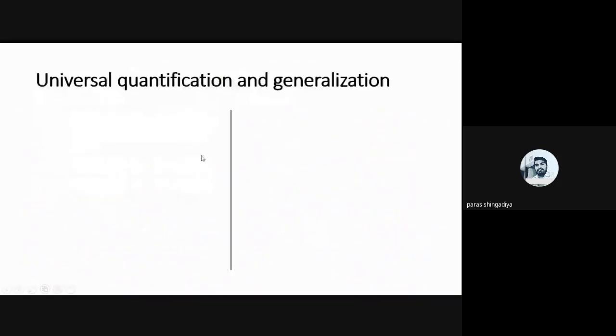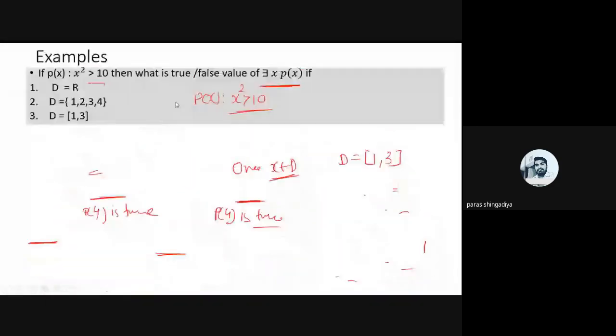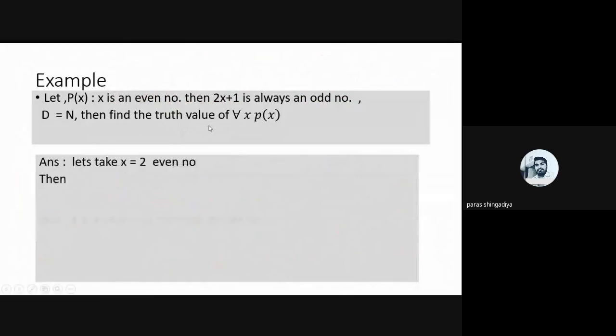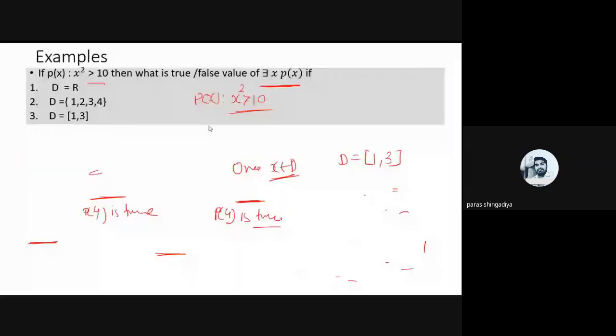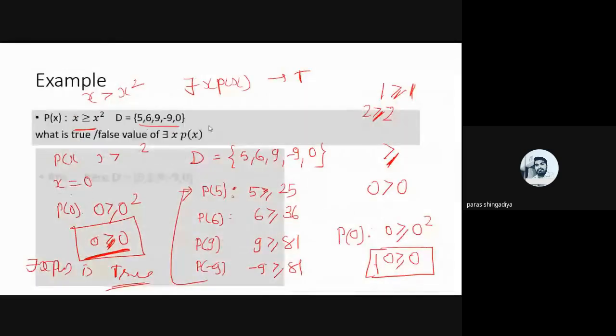Now let us discuss the definitions related to the existential quantifier, the universal quantification and the generalization. It is just a simple definition we have.